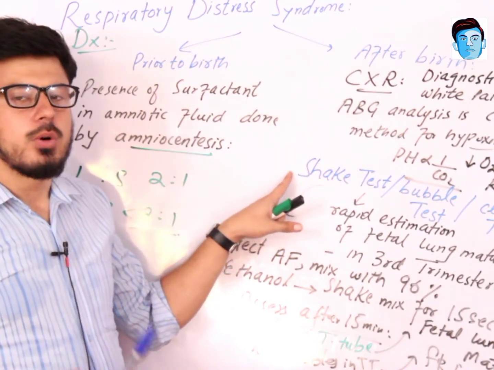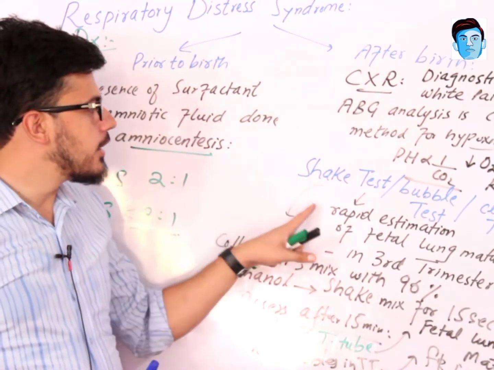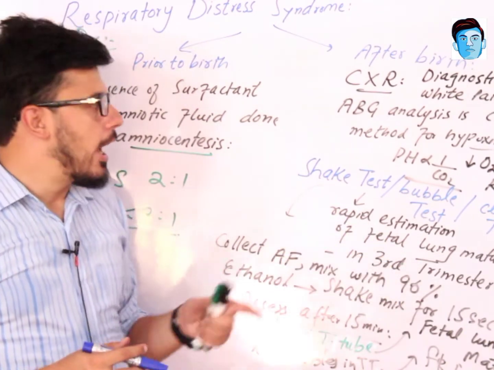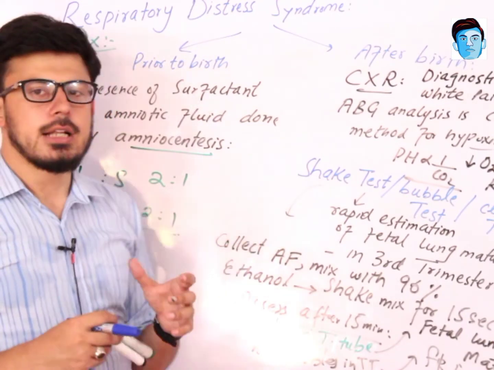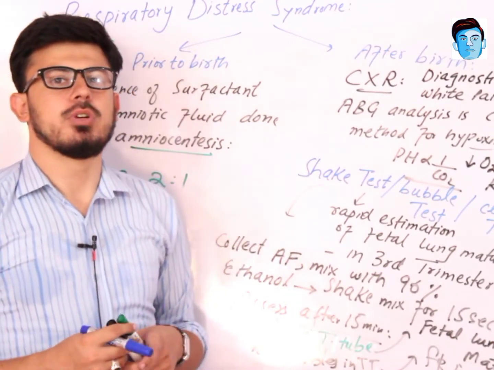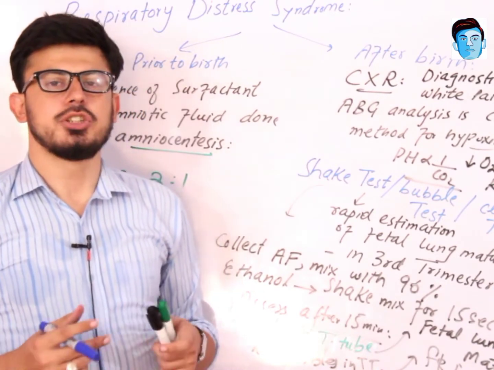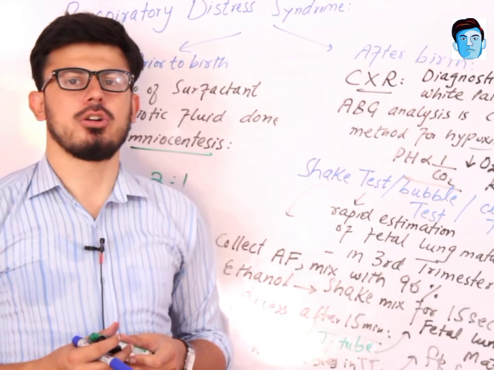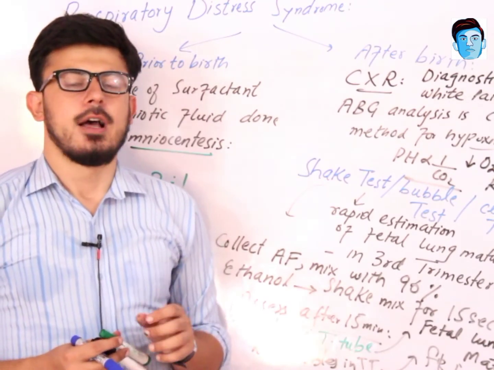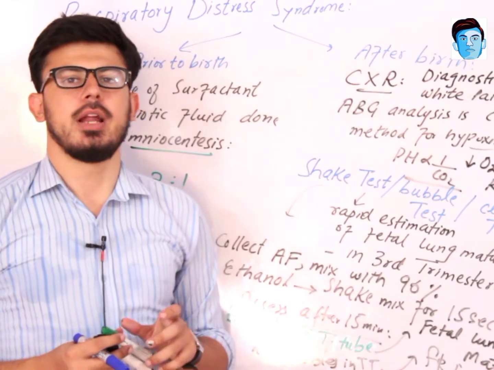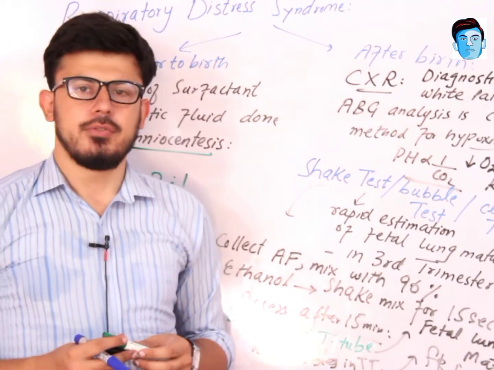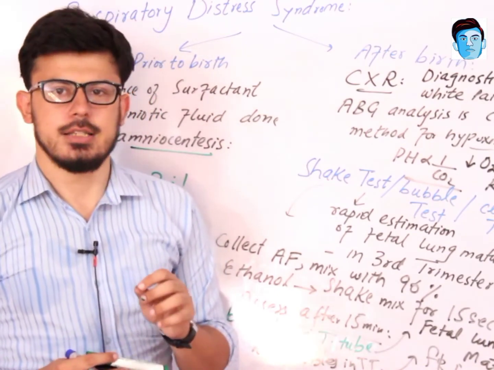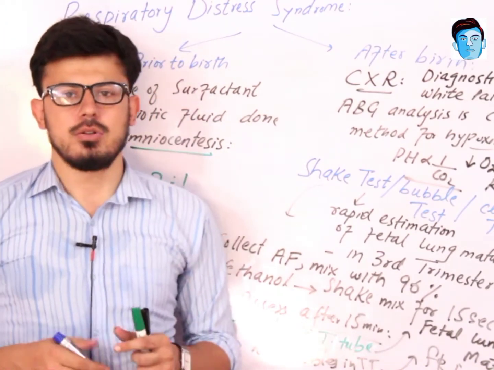And what is the significance of this test? It helps in the rapid estimation of fetal lung maturity. It is usually done in the third trimester. In the shake test, we collect the amniotic fluid, mix it with 96% ethanol, and shake the mixture for 15 seconds. After that, we assess the result after 15 minutes. If there are bubbles within the test tube, it indicates mature fetal lungs. But if there are no bubbles in the test tube, it indicates that the fetal lungs are immature. So that's all about the diagnostic evaluation.